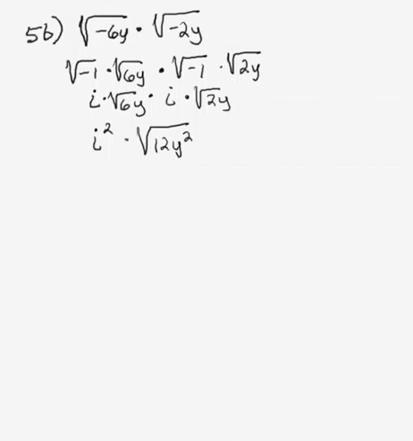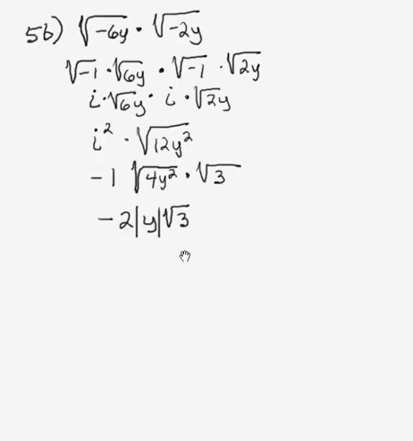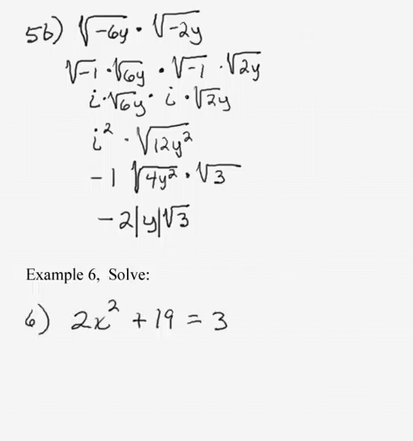And we've got to simplify the perfect square factors. So 12 has a perfect square factor of 4 and a non-perfect square factor of 3. y squared is a perfect square. i squared is -1. The square root of 4 is 2. The square root of y squared is the absolute value of y. And the square root of 3 times -1 gives us -2 times the absolute value of y times the square root of 3. That's our answer in simplified form.